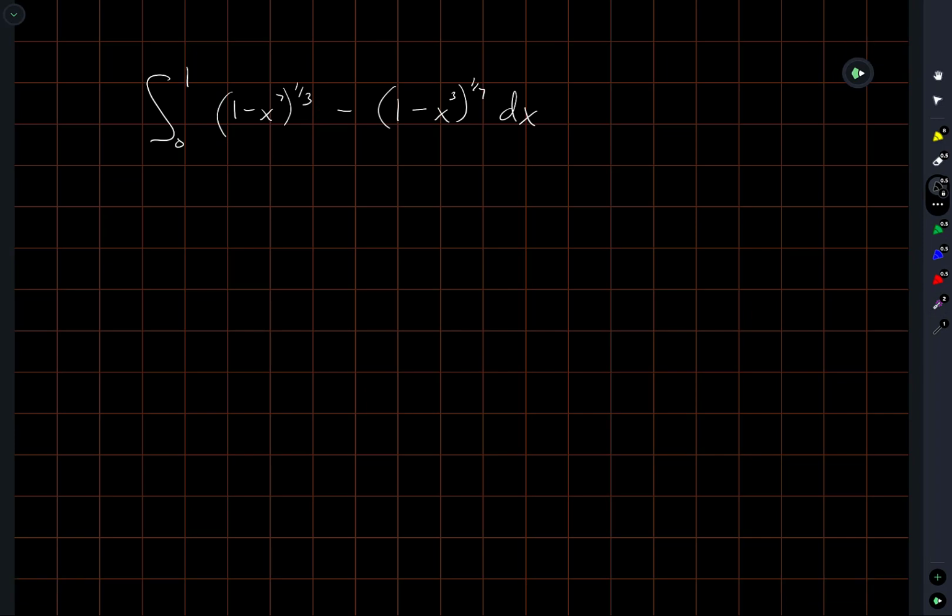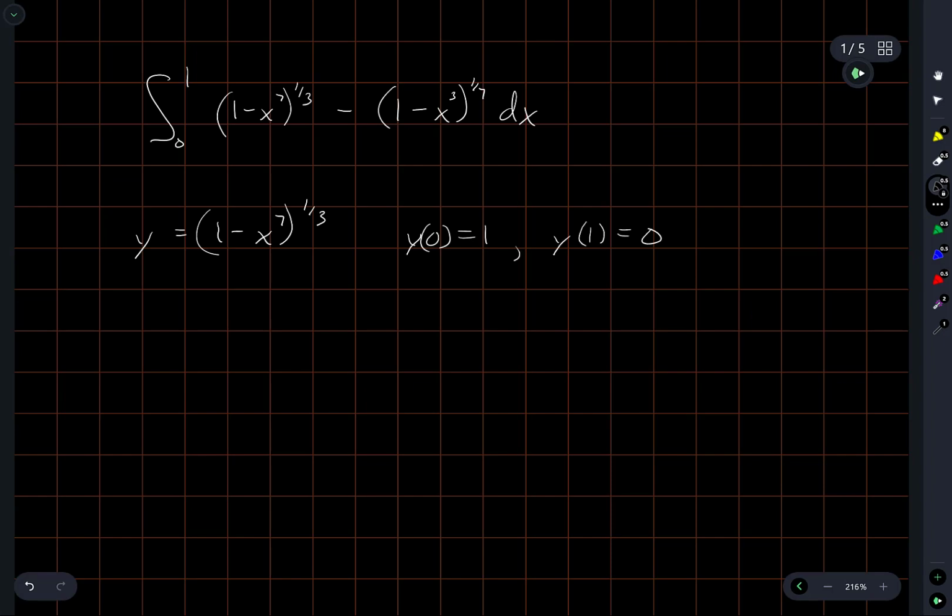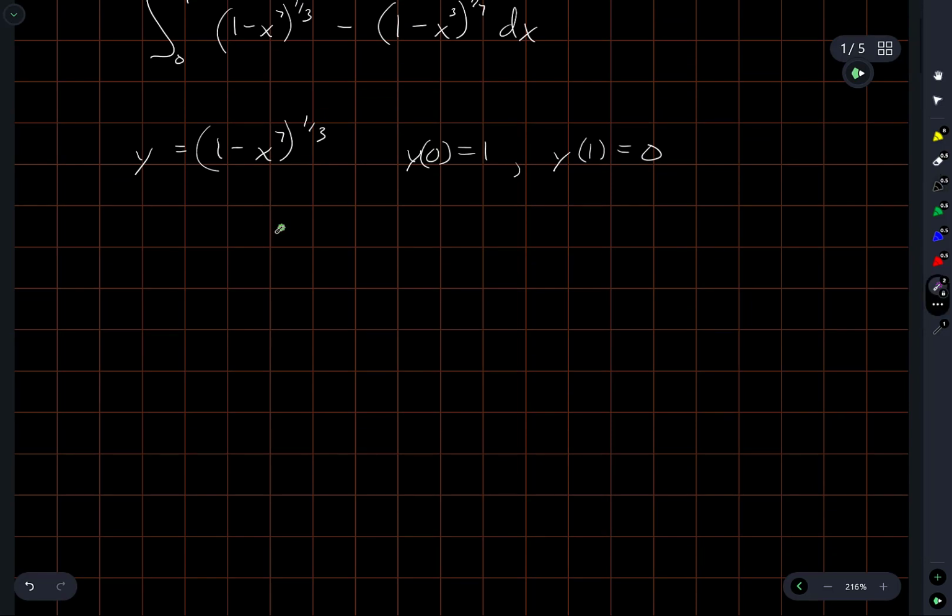And we'll note that if I write this as y equal to 1 minus x to the 7 to the power of 1 over 3, then y of 0 is equal to 1 and y of 1 is equal to 0. Additionally, between 0 and 1, this is an increasing function of x, which means that this difference is a decreasing function of x. And the operation of taking a cube root is something which retains monotonicity. So this entire function is decreasing as a function of x.